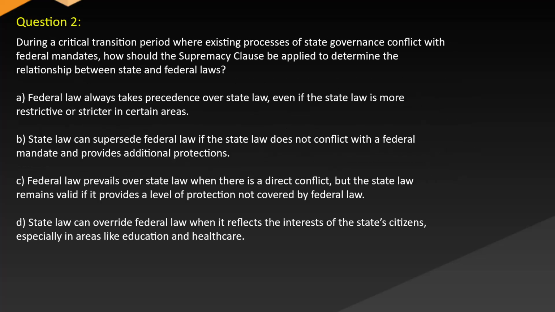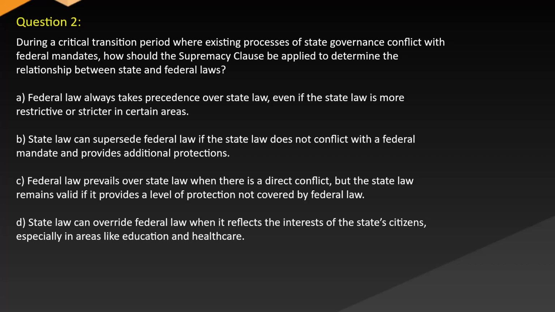Question 2. During a critical transition period where existing processes of state governance conflict with federal mandates, how should the Supremacy Clause be applied to determine the relationship between state and federal laws? A. Federal law always takes precedence over state law, even if the state law is more restrictive or stricter in certain areas. B. State law can supersede federal law if the state law does not conflict with a federal mandate and provides additional protections.